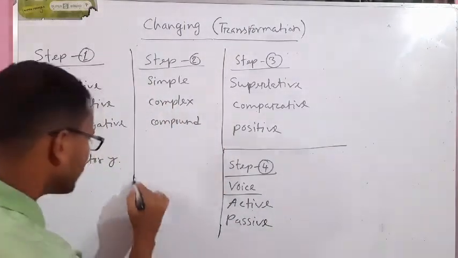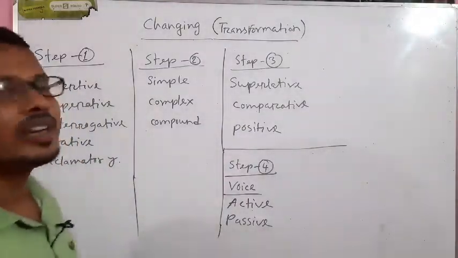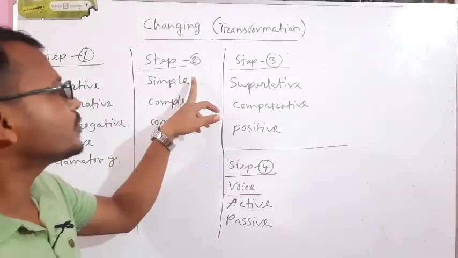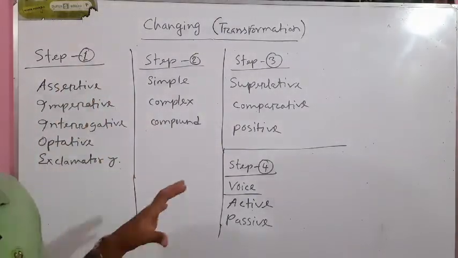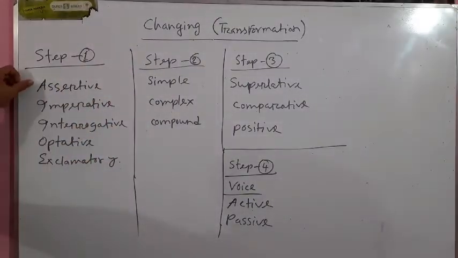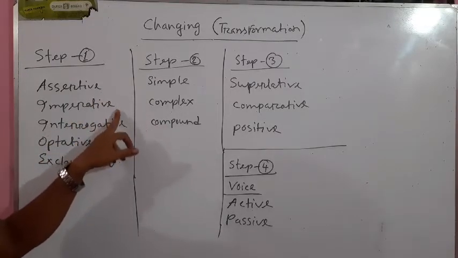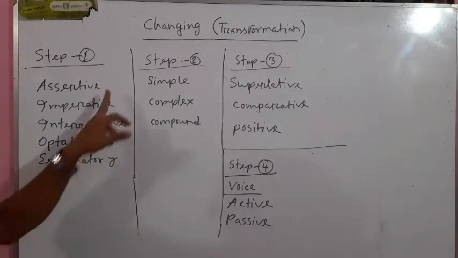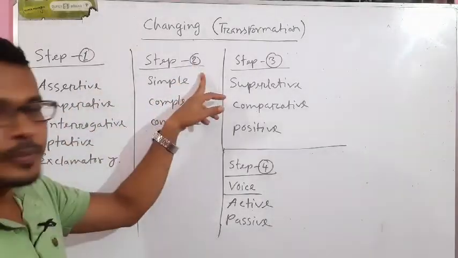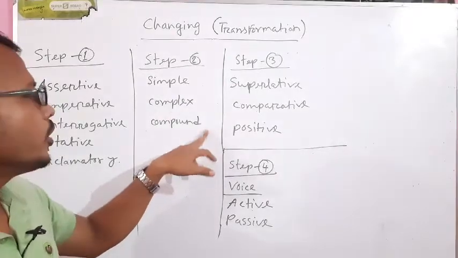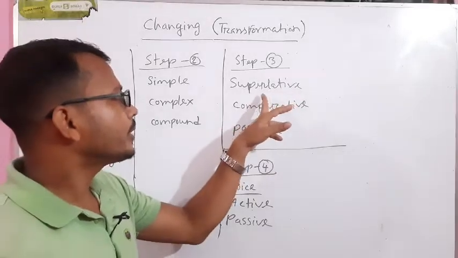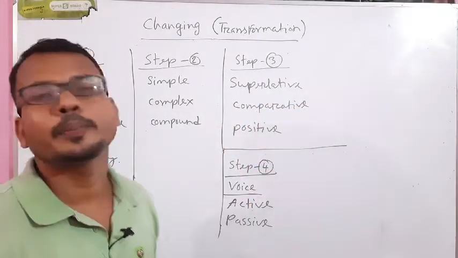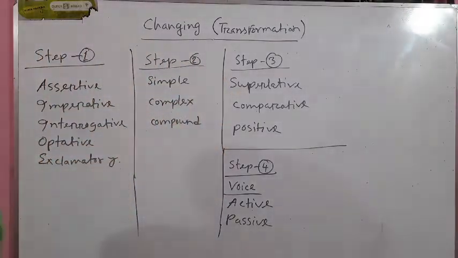Now one thing must be noted: the question setter will never ask you to change a sentence from simple to superlative or from simple to assertive. It's impossible. So the question setter will ask you to change from assertive to imperative, assertive to interrogative, or exclamatory to assertive, like this, or from step two, simple to complex, or complex to compound, or compound to simple. And you can be asked from superlative to comparative or positive. So there are four parts of changing sentences. I should go one by one.